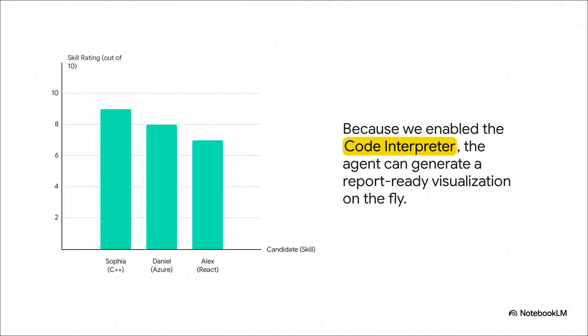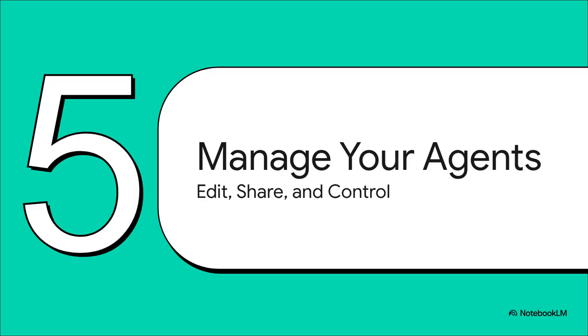But hold on, it gets even better. Remember those suggested prompts we made? We click the one for a bar chart, and because we enabled that code interpreter, it generates this clean, professional-looking chart of candidate skills. I mean, this is a report-ready graphic that it just created on the fly. How cool is that?